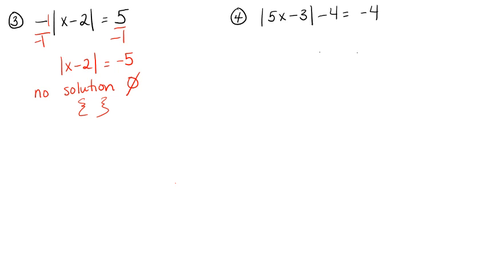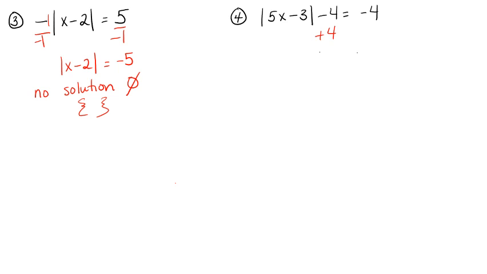All right, so let's look at number 4. So we have the absolute value of 5x minus 3 minus 4 equals negative 4. We have this equaling a negative number, but the absolute value isn't by itself. So we don't know if there's a solution yet. So to get rid of a minus 4, I add it.